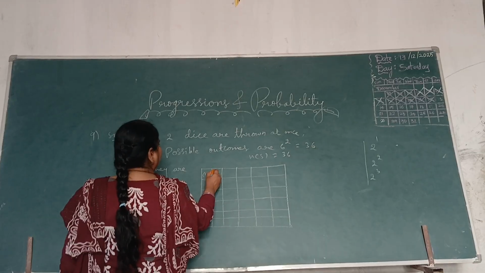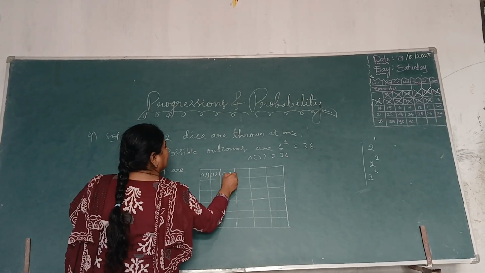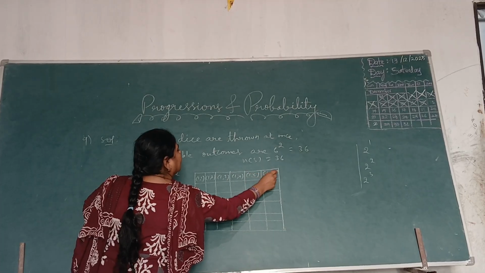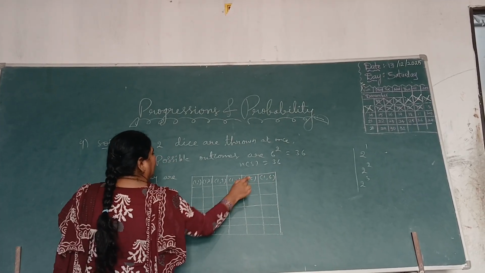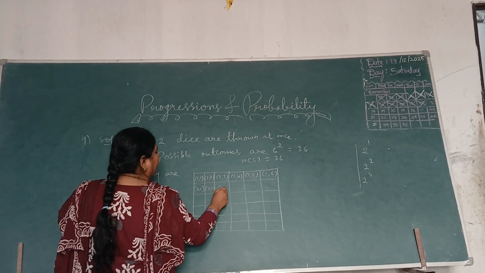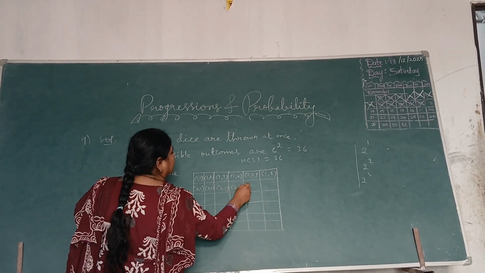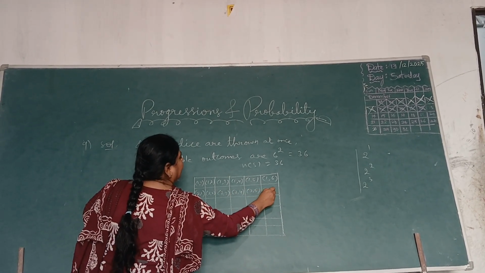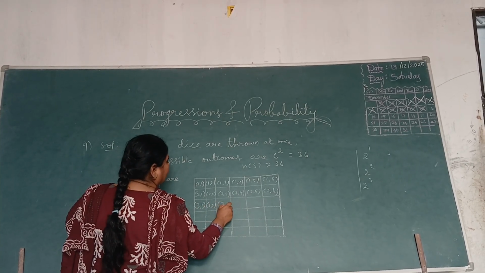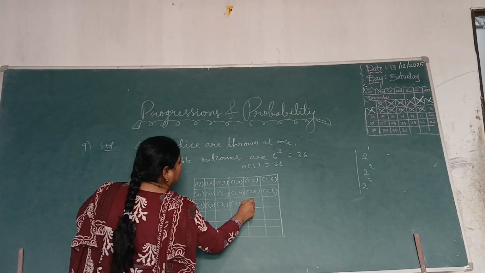Or first dice 1, second dice 2. So like this, up to 6 I may write, because only 6 will be there, children. Next, again 2, 1, 2, 2. In that way up to 2, 6. Then again 3, 1, 3, 2. So it is very easy to write for every child.